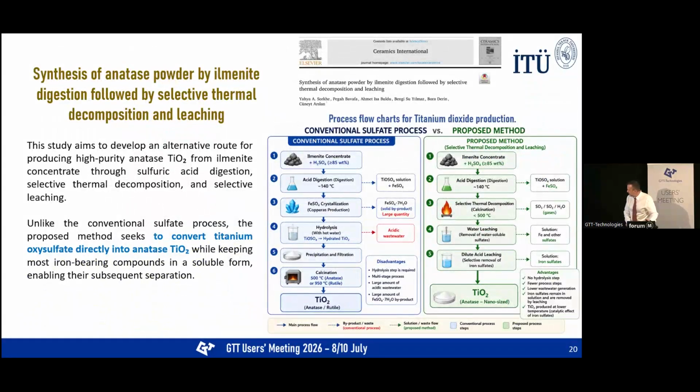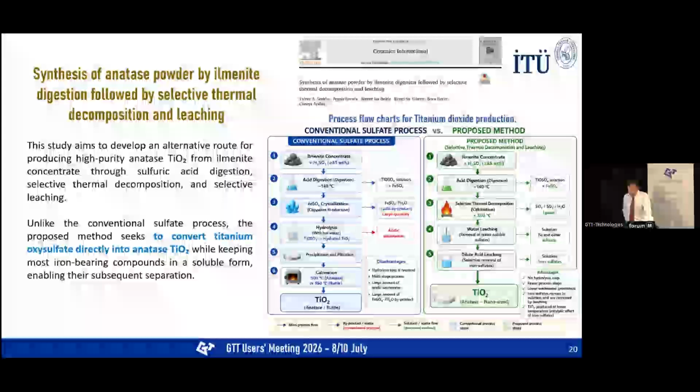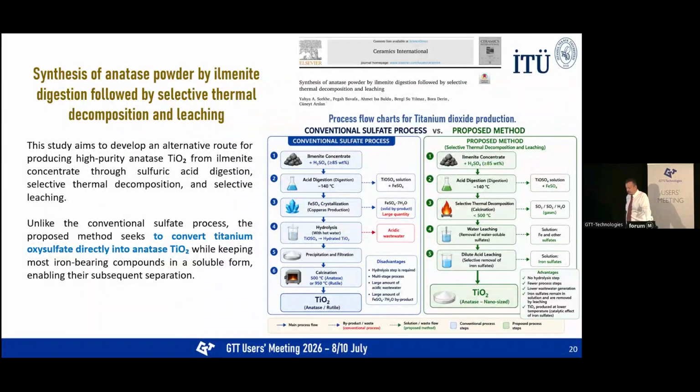This is the last case study. This is purely process metallurgy. In this work, which is still ongoing, and I'm only partly involved in this project, we are developing an alternative route for processing high purity anodized titanium oxide. We already published a paper on that, as with the previous ones. Also, we published all these case studies in a manuscript in a journal. The aim here is to develop an alternative route for producing anodized titanium oxide from ilmenite concentrate by means of a newly proposed method.